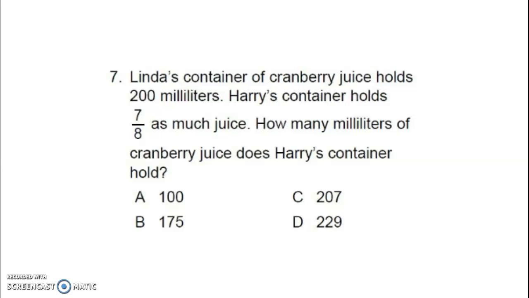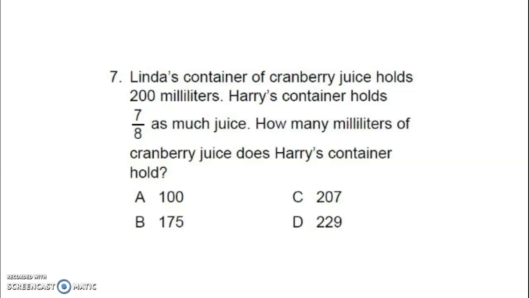Number 7. Linda's container of cranberry juice holds 200 milliliters. Harry's container holds 7/8 as much juice. How many milliliters of cranberry juice does Harry's container hold? A. 100. B. 175. C. 207. D. 229.